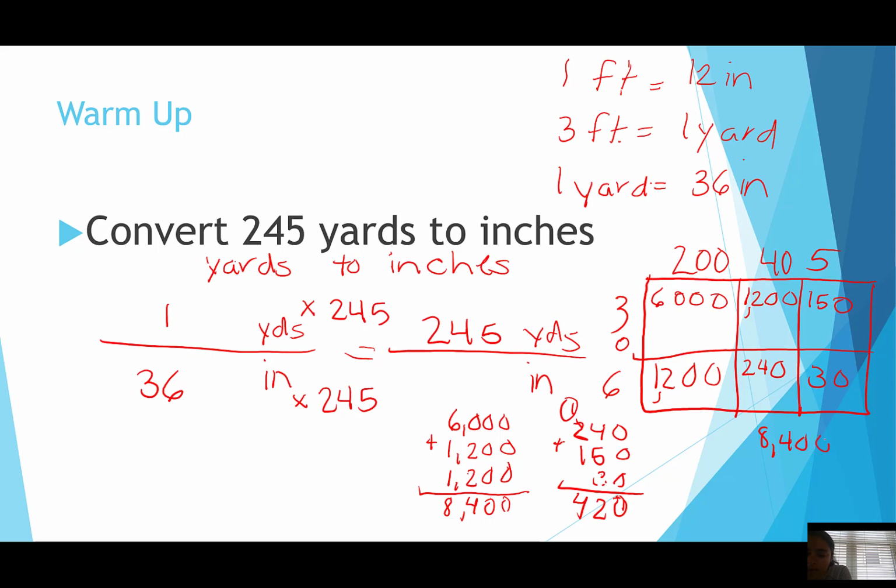8,400 plus 420 is a total of 8,820 inches. So if I think about this, and I did it, you could even go ahead if you want and check it on a calculator to make sure that you're right. I have 8,820 inches, which makes sense that I have a lot more inches because of how small they are compared to yards. Okay.